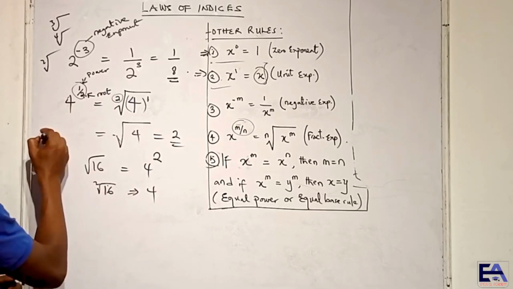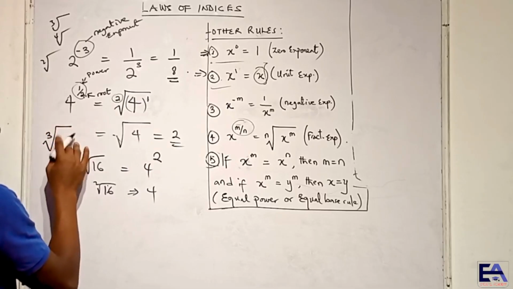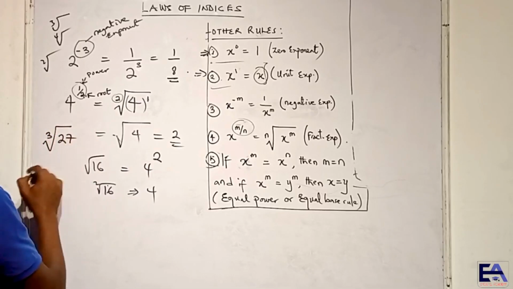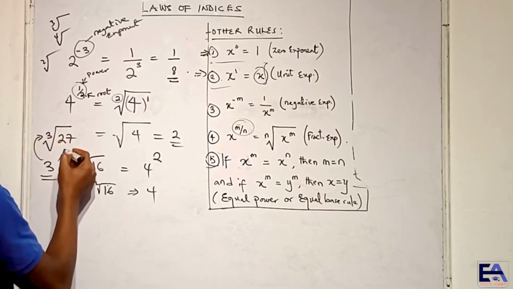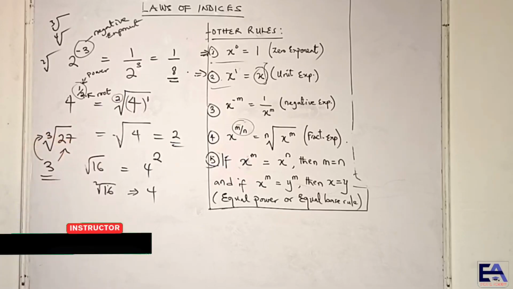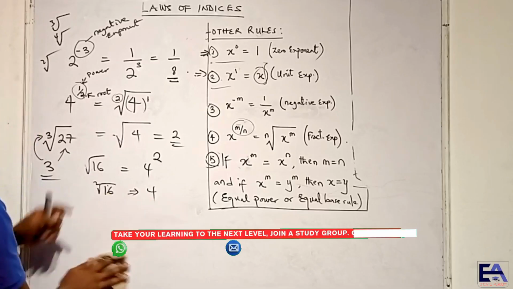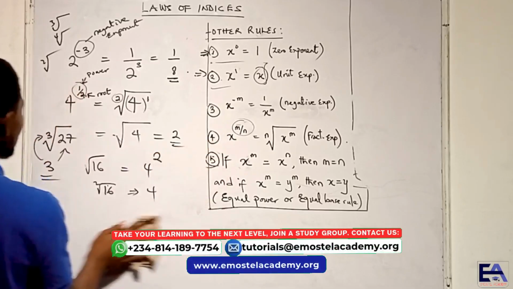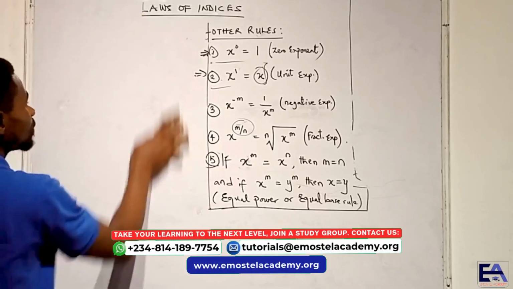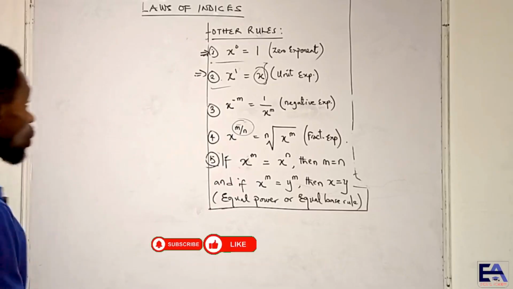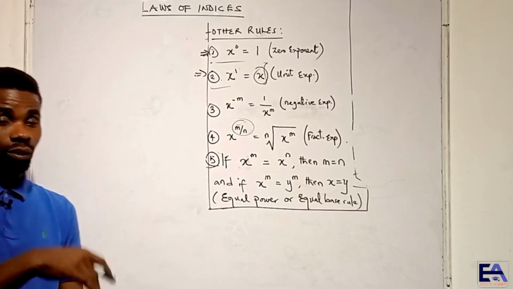So if we say cube root, for instance, what is the cube root of 27? The cube root of 27 is 3, because 3 is a number that will multiply itself 3 times to give us 27. All right, so that's how it goes. So let's just take one more example on fractional exponents. If you are watching this video and you need to take some notes, you can always pause the video, take the notes, then move on.